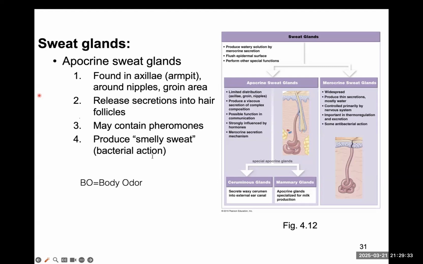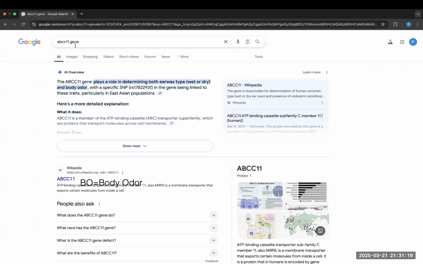So something that's really interesting about this is there are some people that do not have body odor, or BO. And those people have this gene that's called ABCC11. I just searched the ABCC11 gene. It plays a role in body odor and earwax. So people that don't have BO have this gene in their DNA, and it's found in East Asian people that have the ABCC11 gene.